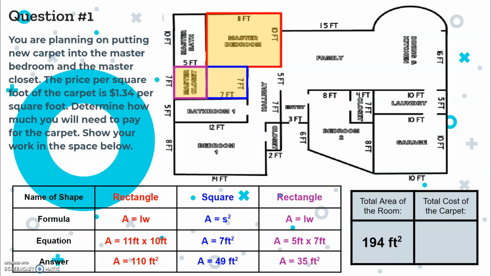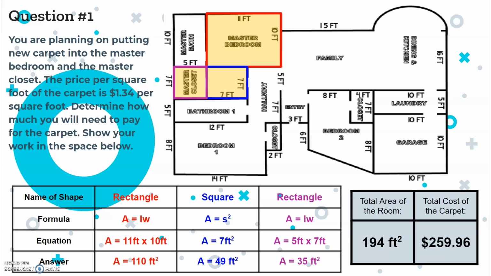Now I plan on putting carpet in there, and I need to know how much my carpet's going to cost. My carpet costs $1.34 per square foot, which means I am going to take my 194 feet squared, multiply it by $1.34 to get the price of my carpet, which is $259.96. And that is how you do question number 1.